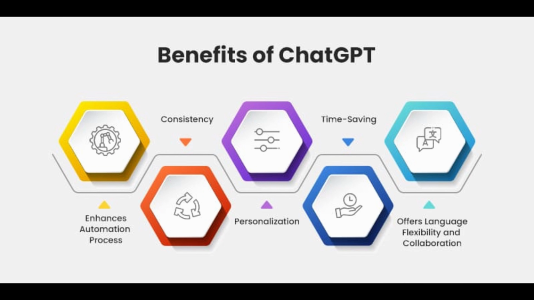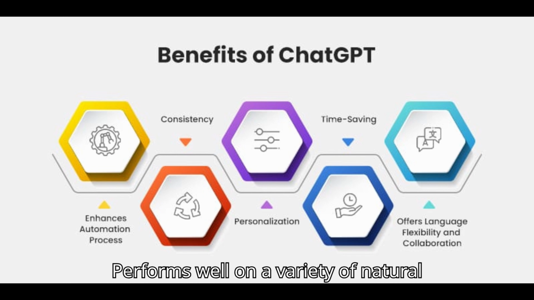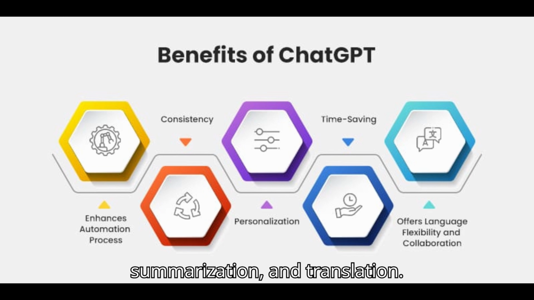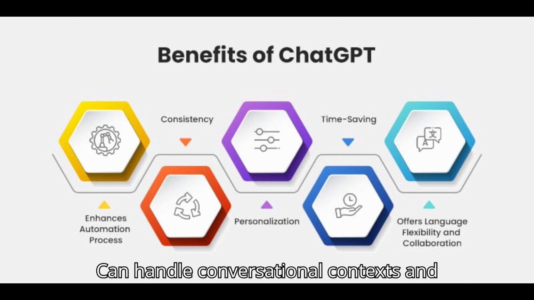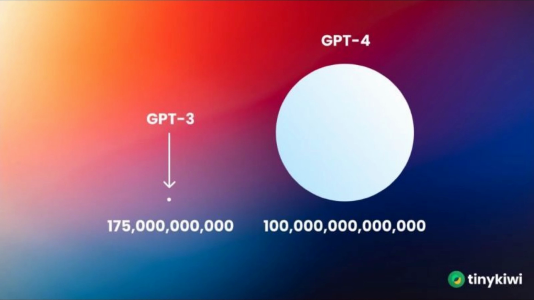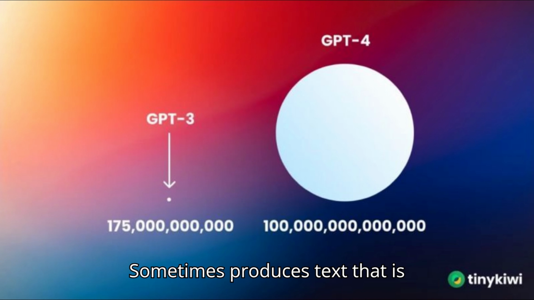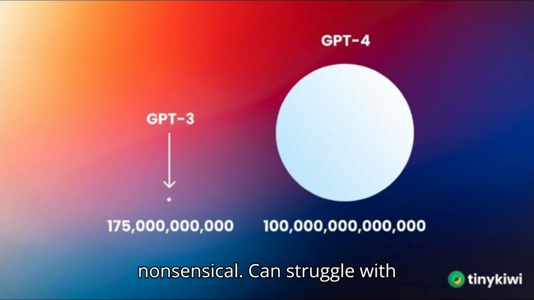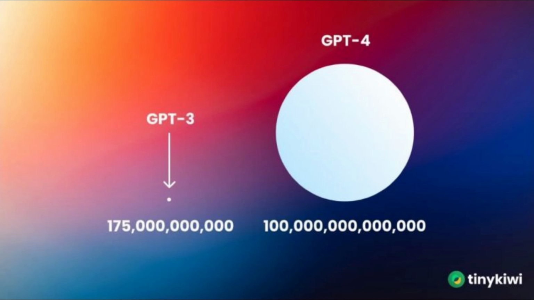Performance. ChatGPT. Capabilities: performs well on a variety of natural language tasks such as text generation, summarization, and translation. Can handle conversational contexts and provide coherent responses. Limitations: sometimes produces text that is plausible sounding but incorrect or nonsensical. Can struggle with maintaining context over long conversations or understanding nuanced queries.